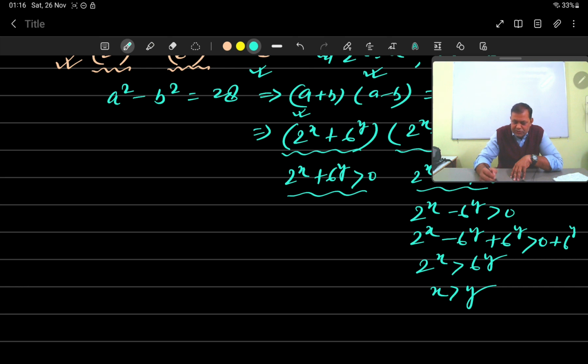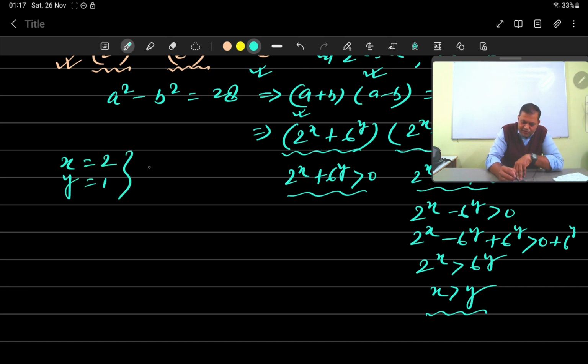Okay, so x will be greater than y from these facts. Now just see here, if x and y are positive integers, let x equal 2 and y equal 1, because x is greater than y. Okay, then what will be the result?